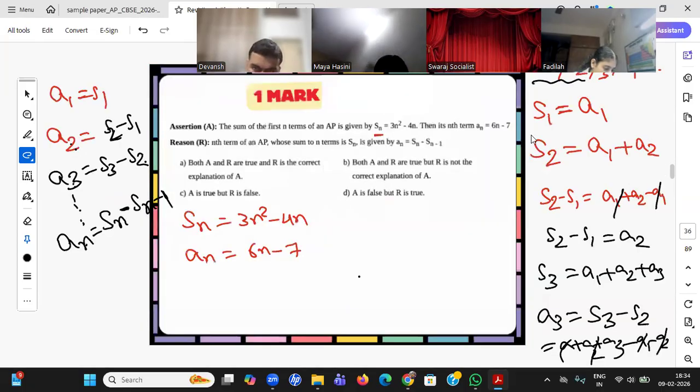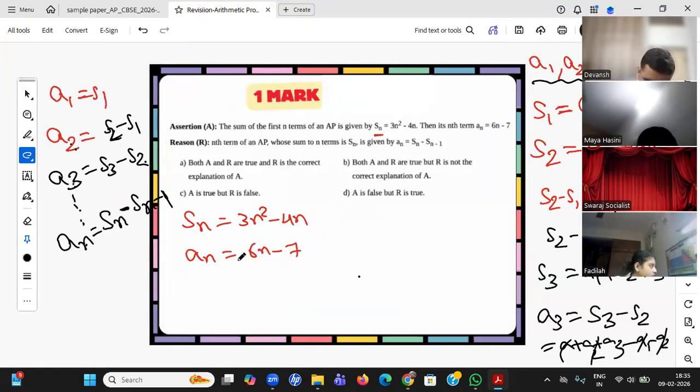Now you can see S of n is given, A of n is given. With this formula, can you see whether you can make it out or not? So students have given the answer. Narendran, right answer. Harshini, right answer. Fadila, right answer. Amulya, Ananya, no. Jahnavi, right answer. Mega, right answer.